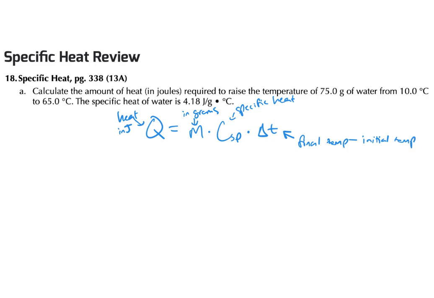So it wants us to calculate the heat in joules. That means Q is our unknown. Required to raise the temperature of 75 grams of water. That's going to go in for M. From 10, that's the start, to 65, that's the end. So we're going to do 65 minus 10, the last temperature minus the initial temperature, and put 55 for our delta T. And then it also gives us the specific heat that we need for water.